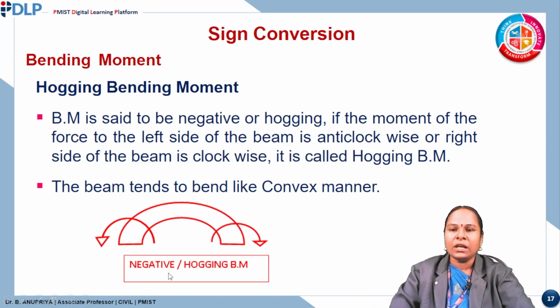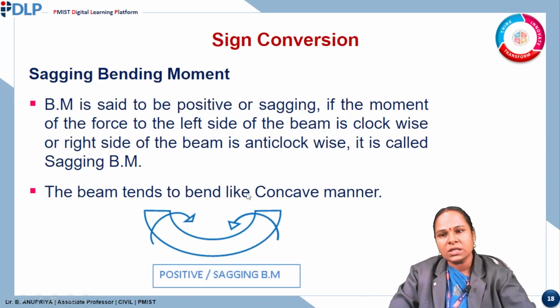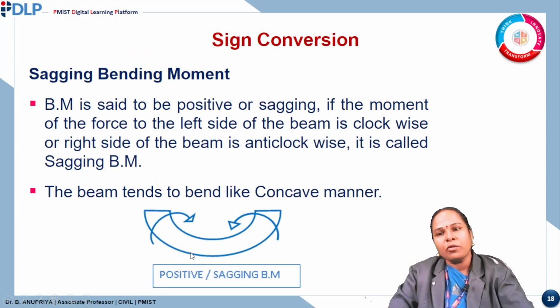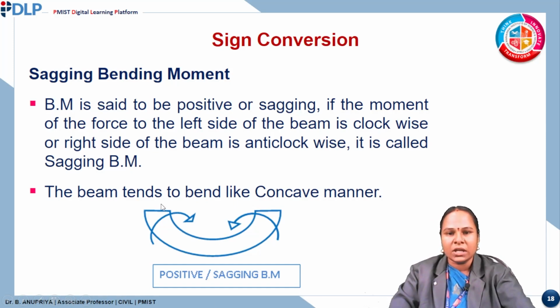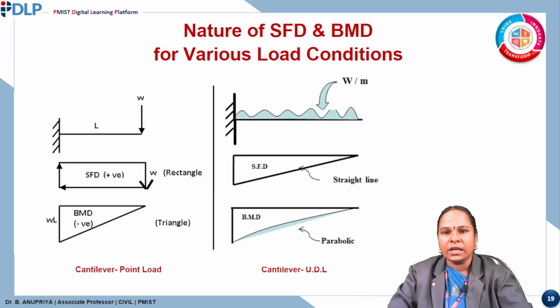For bending moment, two types will occur: one is the sagging bending moment, and the other is called the hogging bending moment. In hogging bending moment, the beam bends in a convex manner, in an anti-clockwise direction, and we take it as a negative sign. For sagging bending moment, the beam rotates in a clockwise direction, and we take it as positive. Vice versa we can also take, but we want to consider the sign convention.